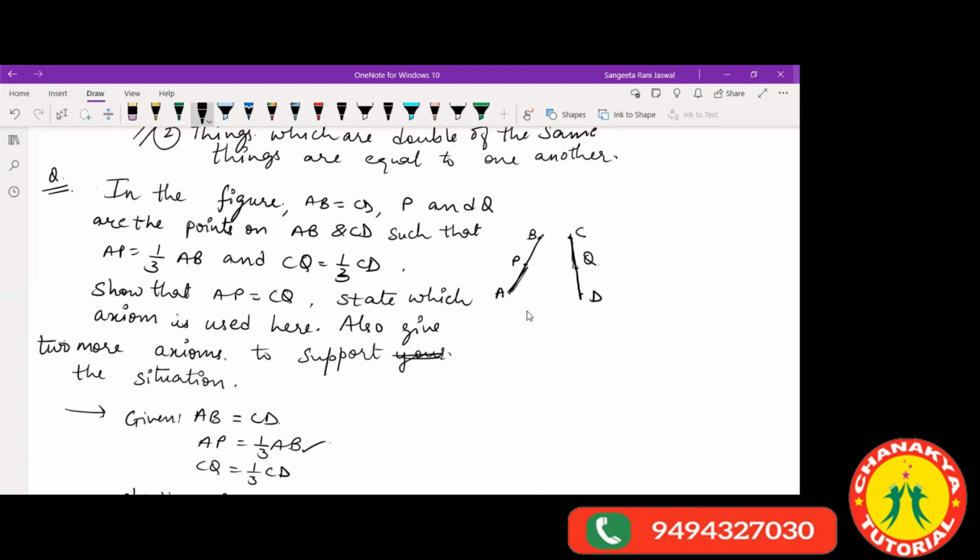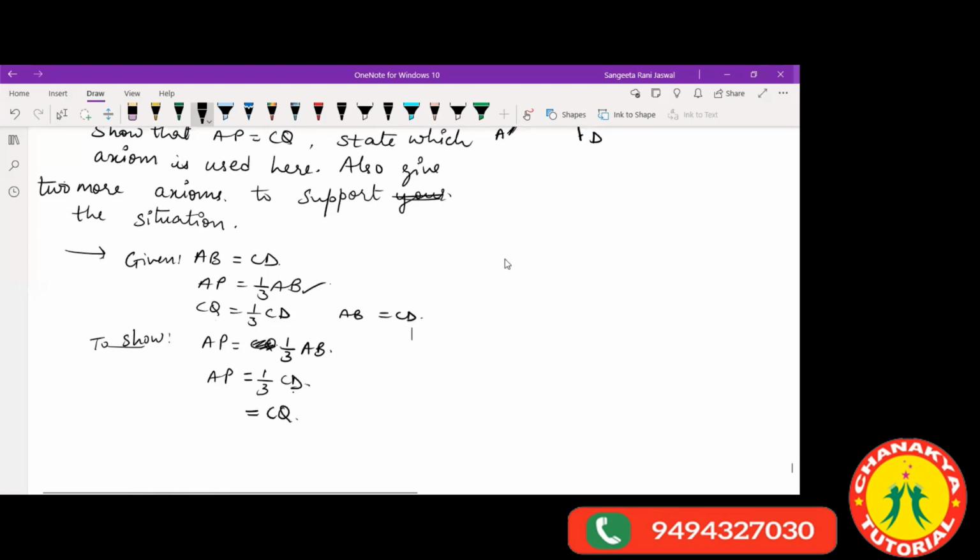We are given that AB is equal to CD. AB is equal to CD. This is also given. Now look here: 1/3 of AB. In place of AB, I can write CD. Okay. Yes, it's going like this.